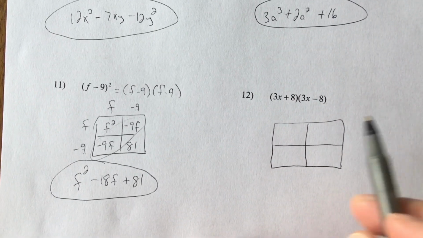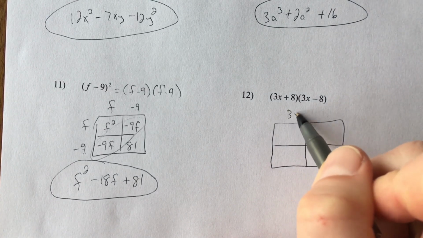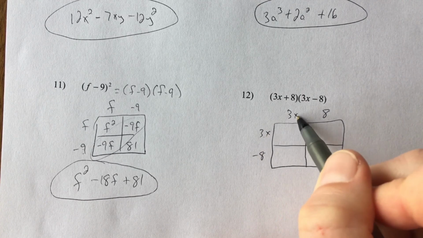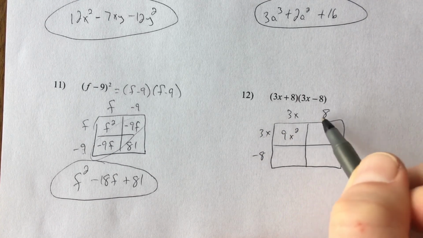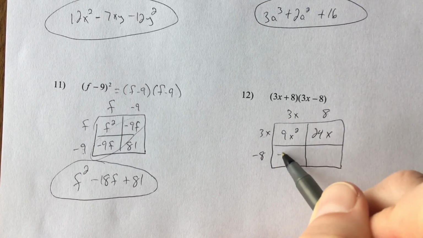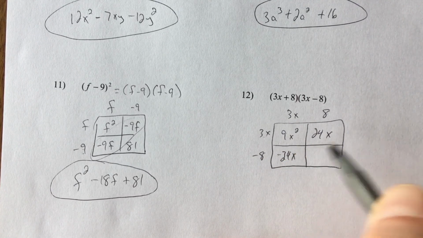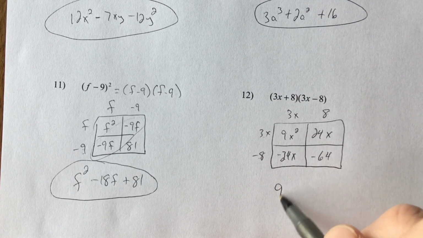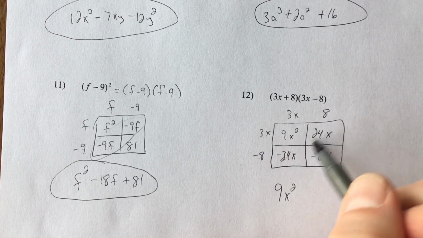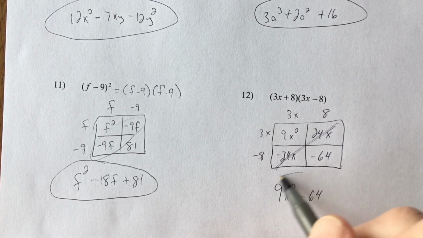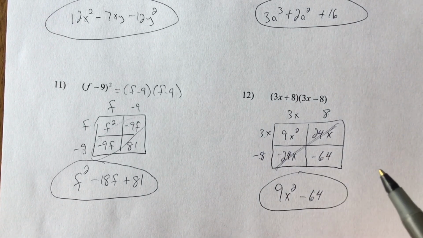But if you have any hesitation, it's always a good idea just to do the work and make sure, right? So 3x times 3x is 9x squared. 8 times 3x is 24x. Negative 8 times 3x is negative 24x. Negative 8 times 8 is a negative 64. There's our 9x squared. Here's the 24x in the middle canceling out. And then the minus 64. So that's 7 through 12.